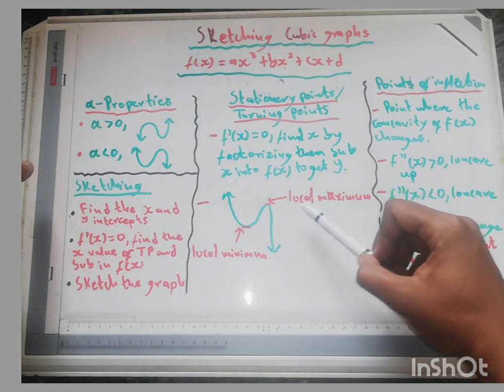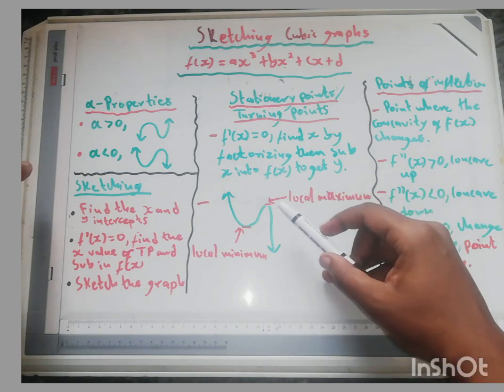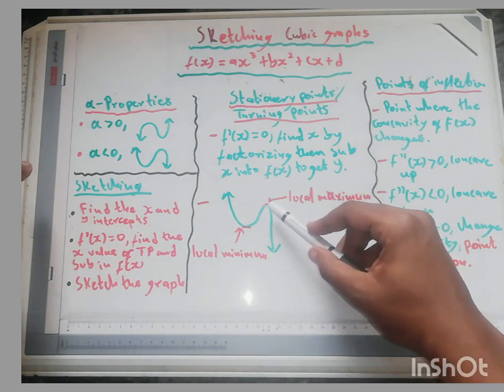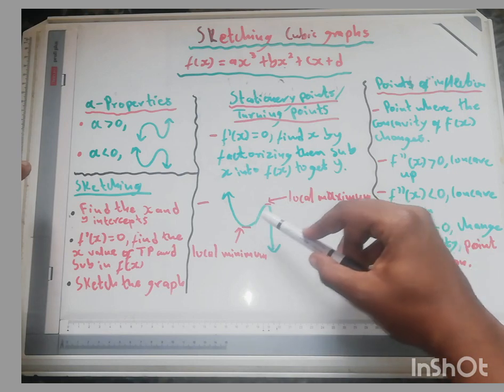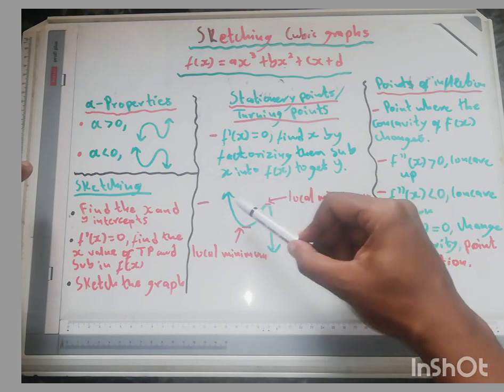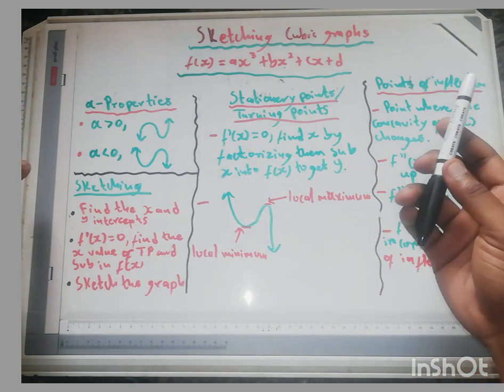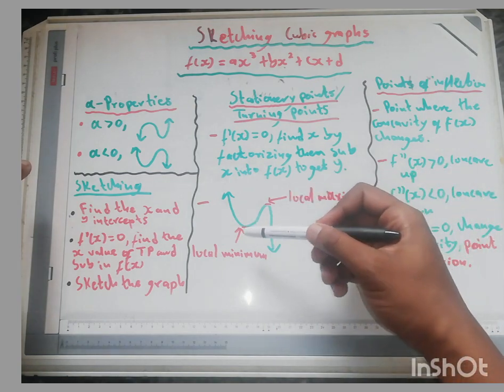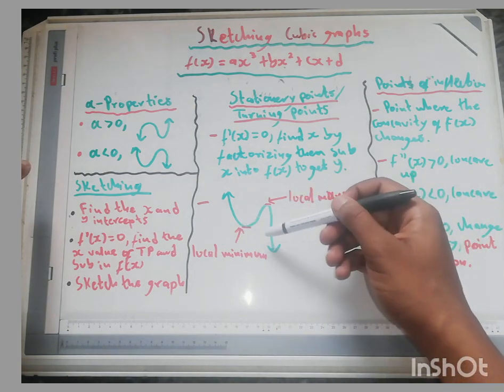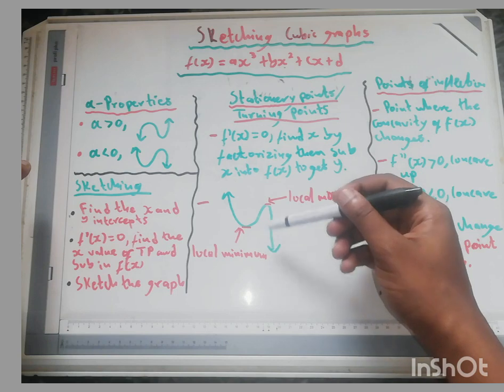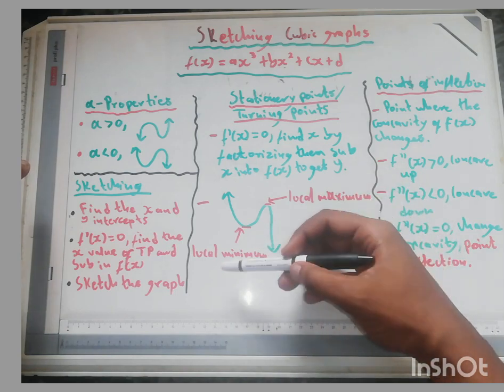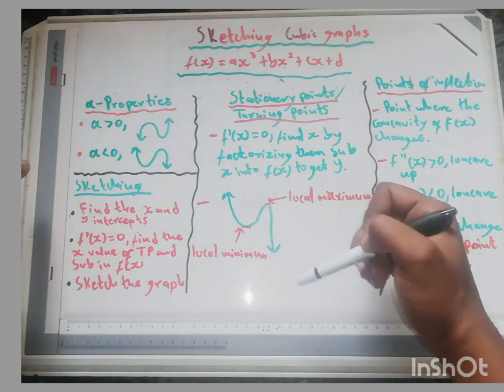The reason why they're called local max and not absolute max is because it's the maximum here, but it's not the total maximum of the graph, because any point above it here will be the maximum point of the graph. The same thing applies to this one. Any point below here will be the absolute minimum of the graph. So these ones are not absolute, they're just local.